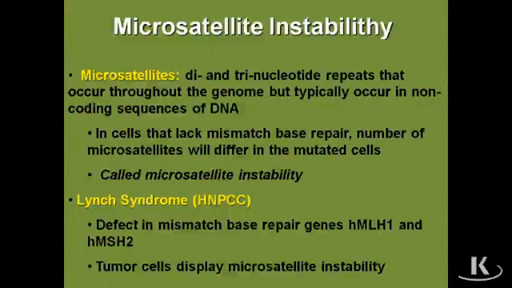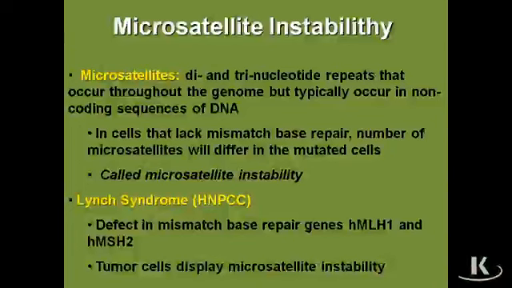A topic that we have not talked about yet is microsatellite instability. So let's define what a microsatellite is. A microsatellite is simply di- and trinucleotide repeats that occur throughout the genome of an organism. Typically, it's in areas of the genome that are non-coding. What I mean by that is it's areas of DNA that don't contain information that will be transcribed and translated into protein sequence.